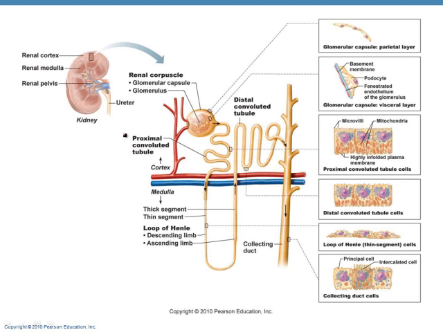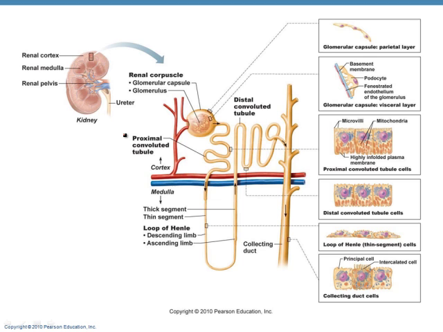In this diagram, we're showing you all the different kinds of cells that line these different portions of the nephron. And this is where the whole filtration process and fine-tuning of that filtrate is going to take place.